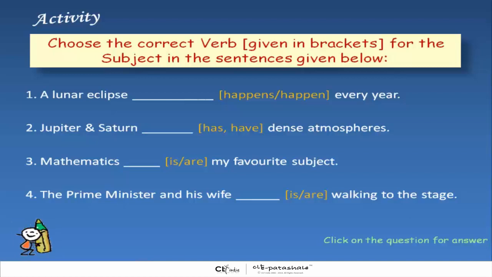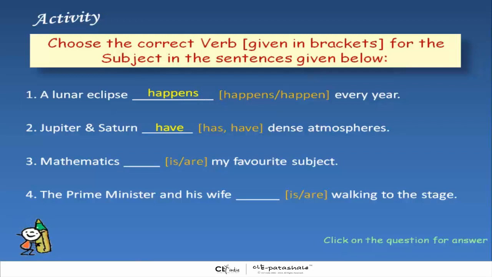Choose the correct verb given in brackets for the subject in the sentences given below. A lunar eclipse dash happens or happen every year. A lunar eclipse happens every year. Jupiter and Saturn dash has or have dense atmospheres. Jupiter and Saturn have dense atmospheres.